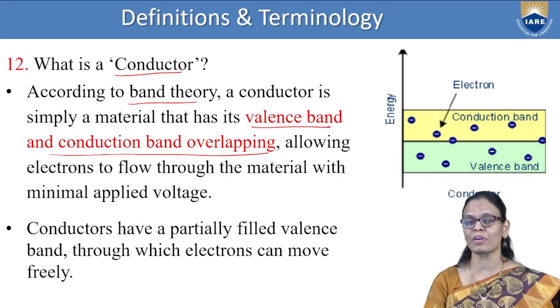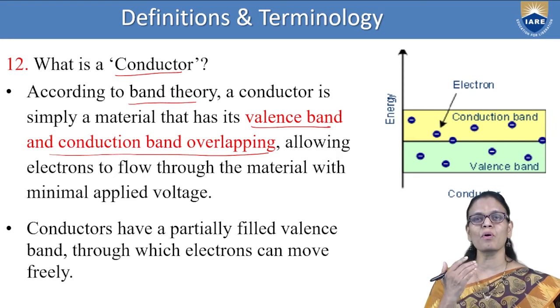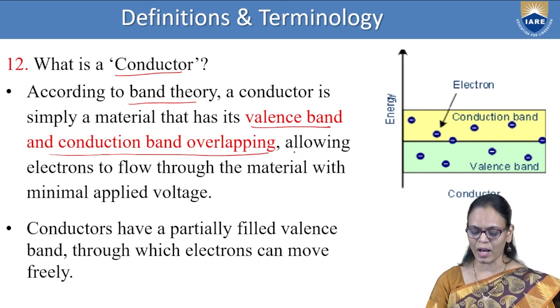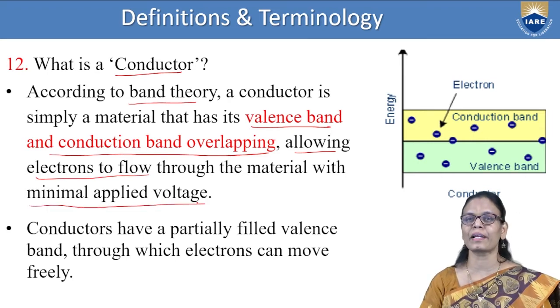What does it mean? When we say overlap, what is the meaning? It means there is no band gap between the two. It means the electrons from the valence band can freely move into the conduction band. So they can be made free very easily. Whenever there are more free electrons, it conducts, meaning it is a good conductor. So it allows the electrons to flow through the material with minimum applied voltage.